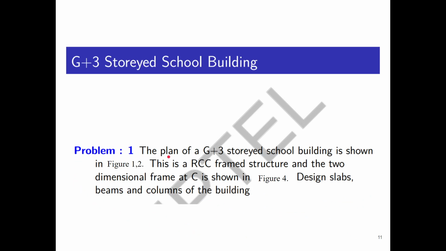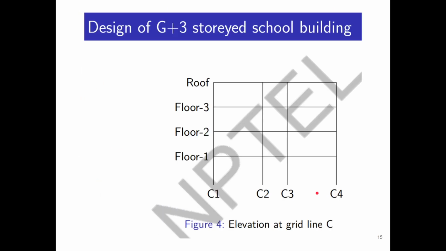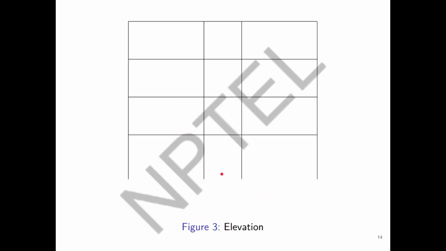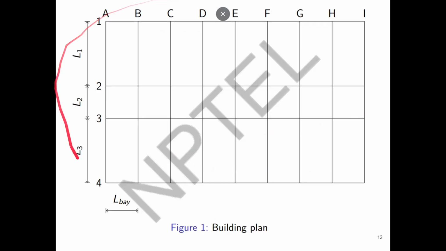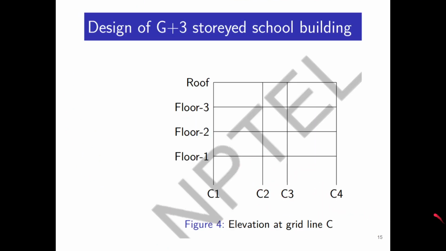So the problem is: the plan of a G+3 school building is shown in figures 1 and 2. This is the plan, and this is an RCC frame structure, and the two-dimensional frame at C is shown in figure 4. So like this section they are showing. And for this we have to design slabs, beams, and columns of the building. As I showed you, this is the building plan, this is the elevation, and this is the elevation at grid line C.